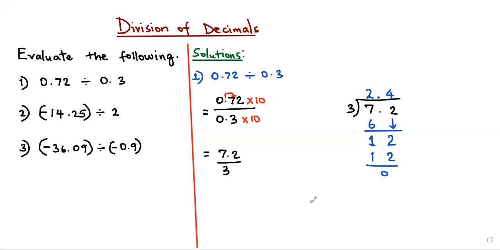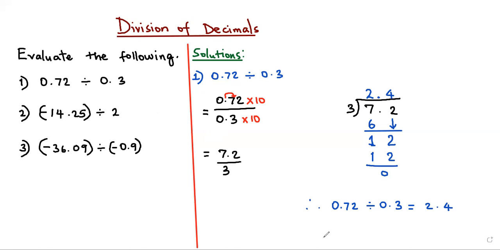So we say that 0.72 divided by 0.3 is equal to 2.4. Have you understood, students? Yes. Okay, very good.